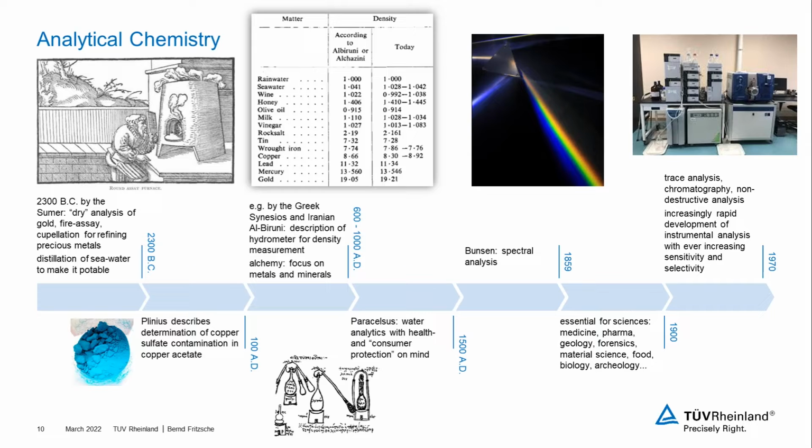In the end, it became more and more important to see that analytical chemistry is essential for other sciences like medicine, pharma, forensics, geology, you name it. So everywhere we need to analyze what we have on hand in order to make further progress. Then, around the 1970s, this is where modern trace analysis started, with technologies like chromatography, other non-destructive analysis, and also instrumental analysis, which developed to the point where we are today.